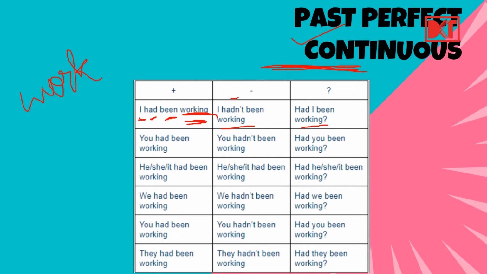Then for negative, it is the subject, then had not, because we're talking about a negative sentence. Then been and the verb ing. Alright, then for the interrogative, start with had, then the subject, been and verb ing. Alright, so this is valid for all these forms, whether singular, plural, first person, second person, or third person. Alright.